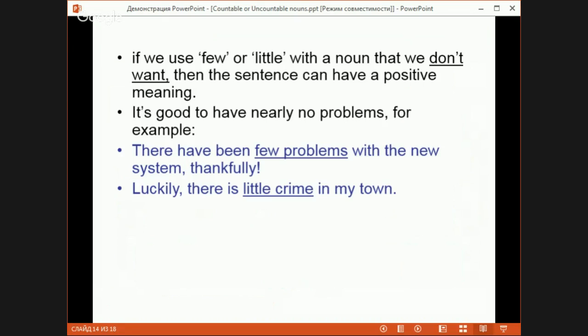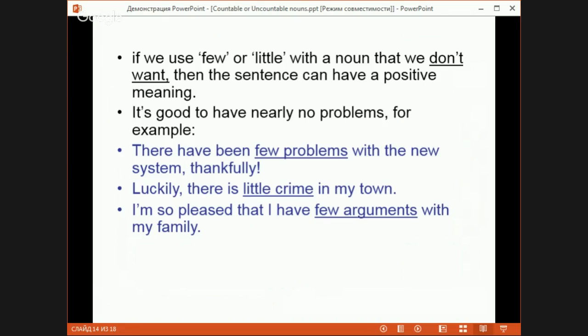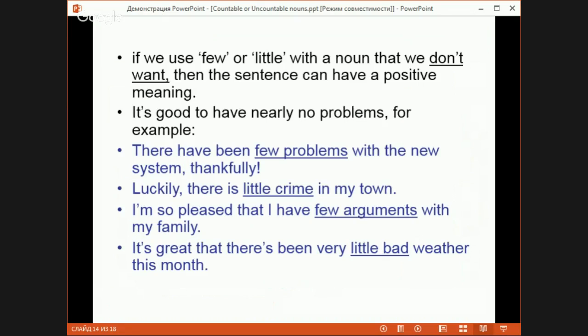I'm happy. I'm so pleased that I have few arguments with my family. Again, arguments, you don't want them. So, okay, from time to time they happen, but not so often. Few arguments. And it's great that there's been very little bad weather this month, which is not true about our weather, but we can imagine little bad weather this month. It means almost always there was sun shining.